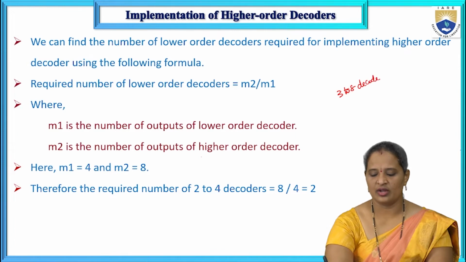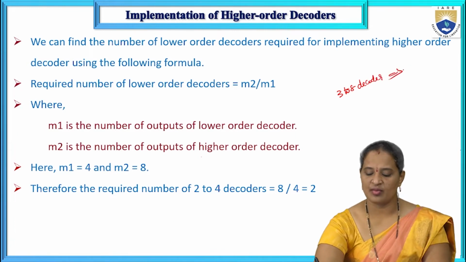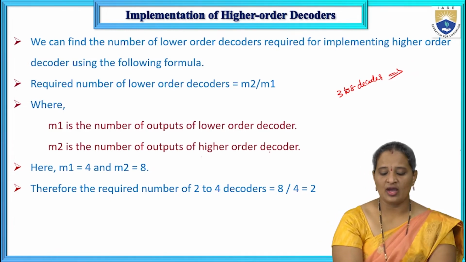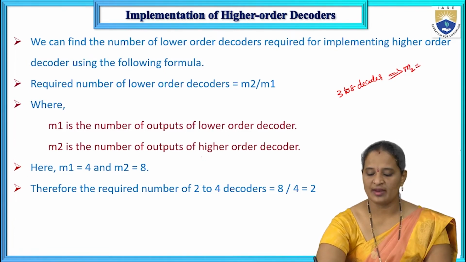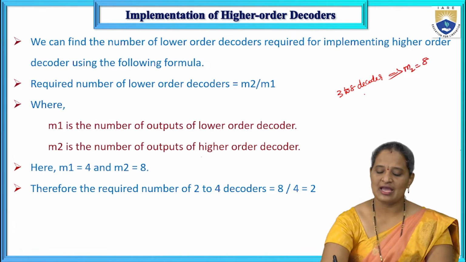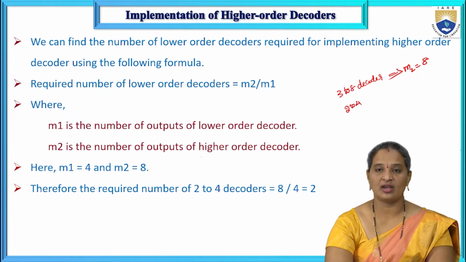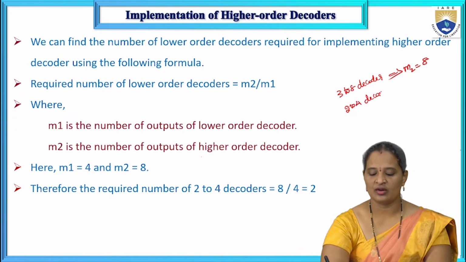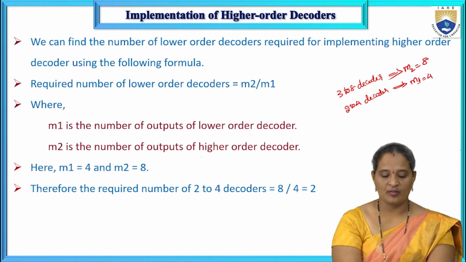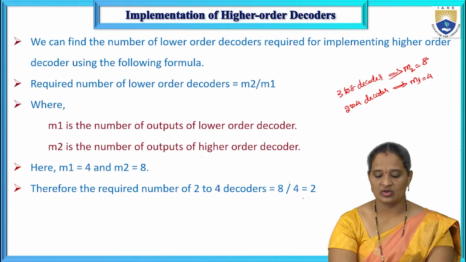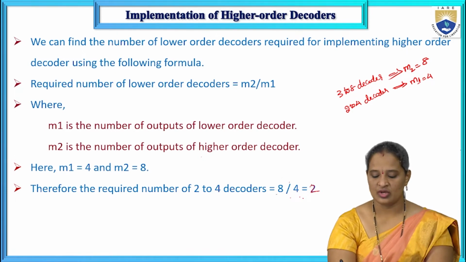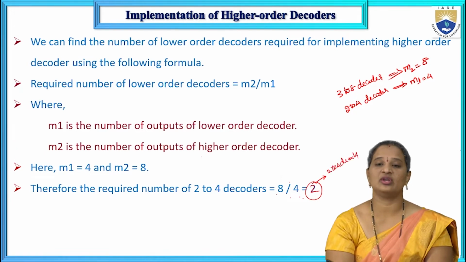3 to 8 decoder, what is the number of outputs? The number of outputs in the higher order decoder is represented with M2, where M2 is equal to 8. I want to implement it with a 2 to 4 decoder. In a 2 to 4 decoder, how many outputs do we have? 4, which is represented with M1, so M1 is equal to 4. Based on the formula M2 by M1, 8 by 4 is equal to 2. That means I require 2 to 4 decoders to implement a 3 to 8 decoder.